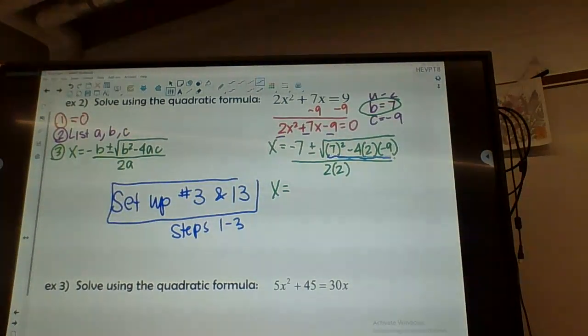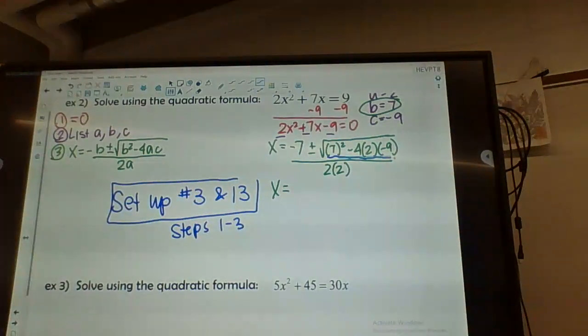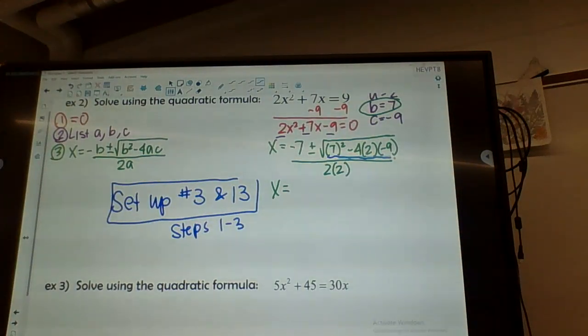So you should be putting 7 squared minus 4 times 2 times negative 9 in. Oh, we don't want the square root right now. Wait on the square root. We want 7 squared. So again, right now we're just typing in the 7 squared minus 4 times 2 times negative 9. We'll deal with the square root in a second.